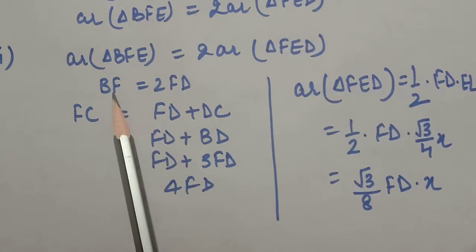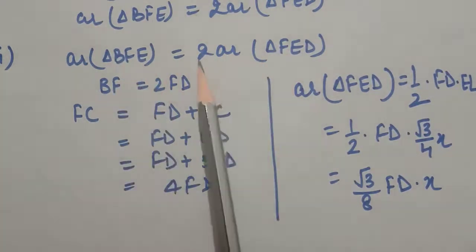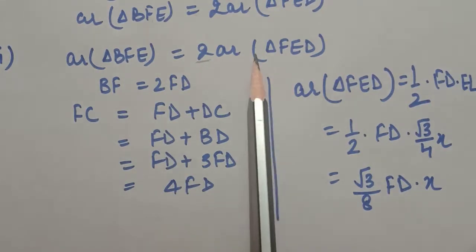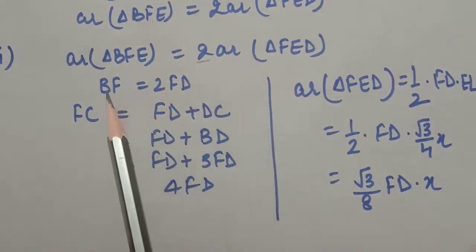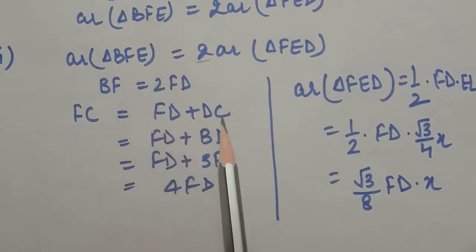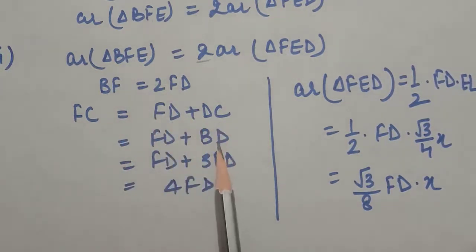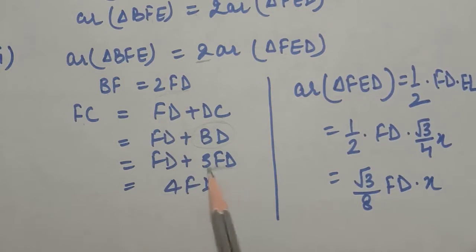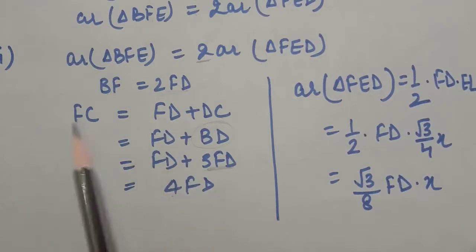Definitely we know very well that if the areas of these two triangles are related such that the area of this triangle is double the area of this triangle, then the side BF is equal to double FD. FC is equal to FD plus DC, and DC is equal to BD, which we already proved. So we can replace this value with this, it is 3 FD. So we have FC equal to 4 FD. FC is equal to 4 times FD.